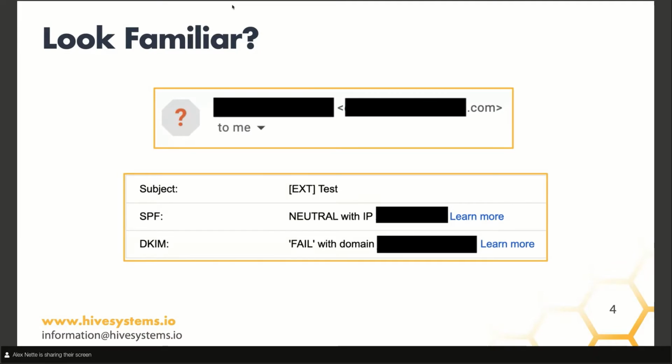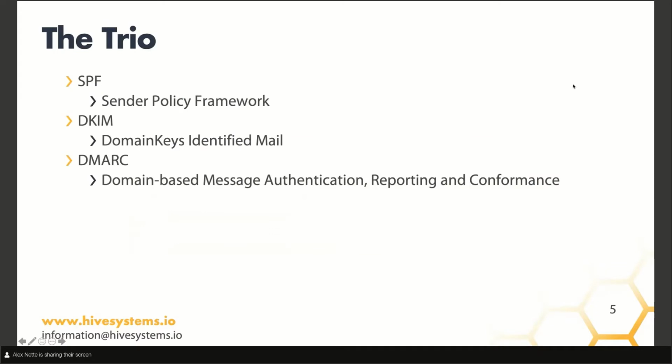As Google and other large email service providers ratchet up their enforcement of these protocols, everyone, including your company, is going to have to ultimately work to meet them. So let's dive into it. Up first, SPF stands for Sender Policy Framework. DKIM stands for Domain Keys Identified Mail, and DMARC stands for Domain Based Message Authentication, Reporting, and Conformance.